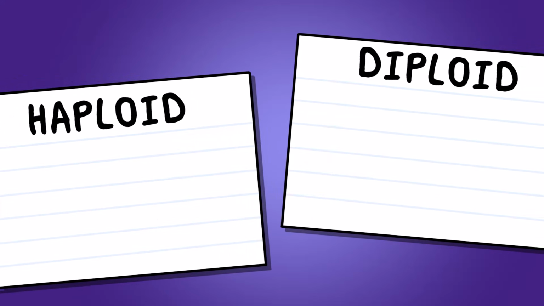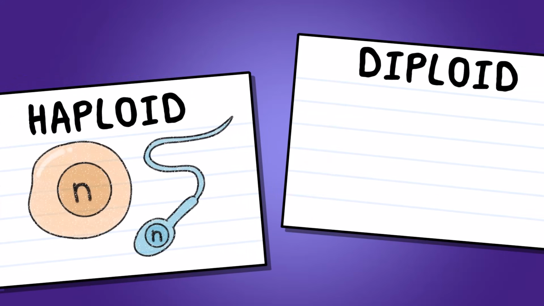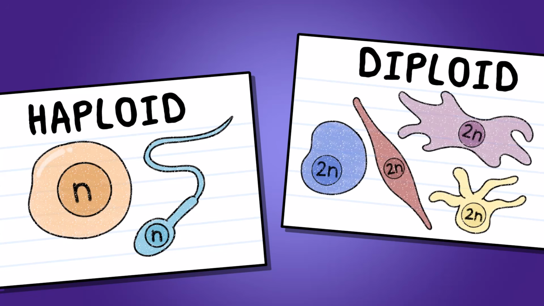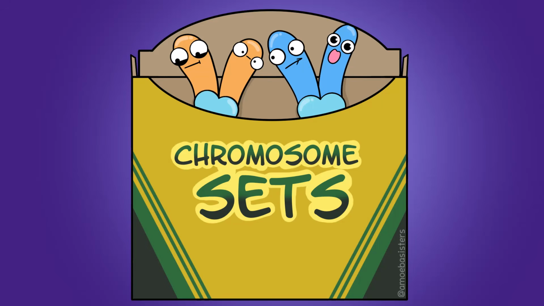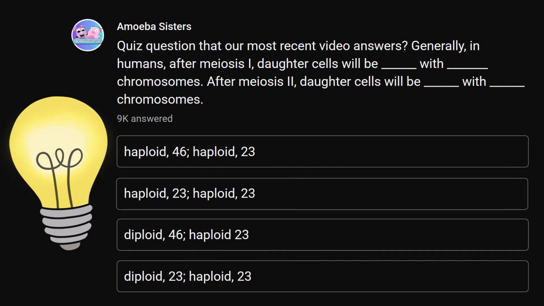and diploid. You may have heard that haploid means one set of chromosomes and diploid means two sets of chromosomes. Maybe you memorized that. But what does that really mean? What does it mean when we say sets of chromosomes? The inspiration for this video was from a quiz question we posted a while back.